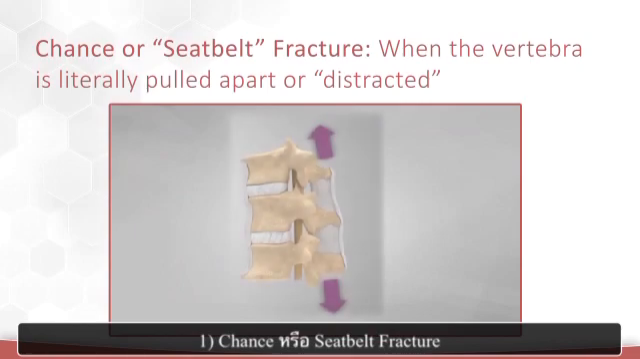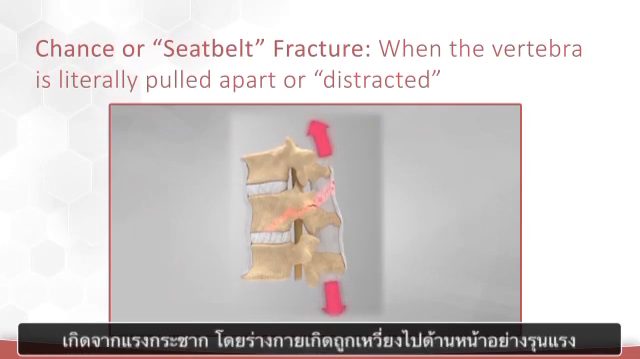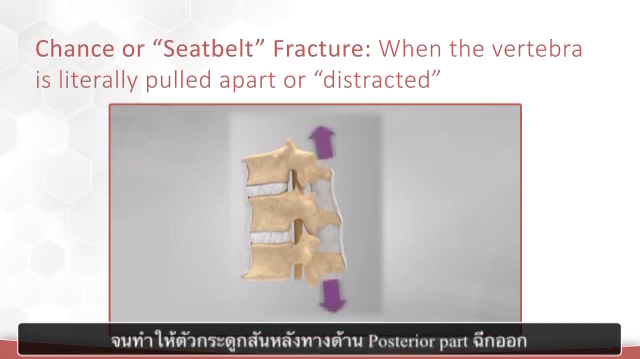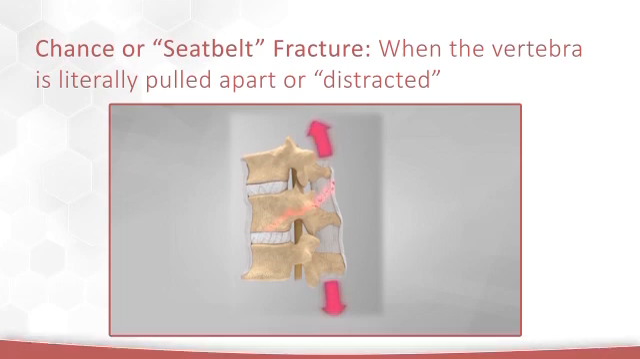A chance or seatbelt fracture is when the vertebra is literally pulled apart or distracted. It consists of a tension failure injury to the anterior column of the vertebral body and the transverse fracture through the posterior elements of the vertebra and the posterior portion of the vertebral body.